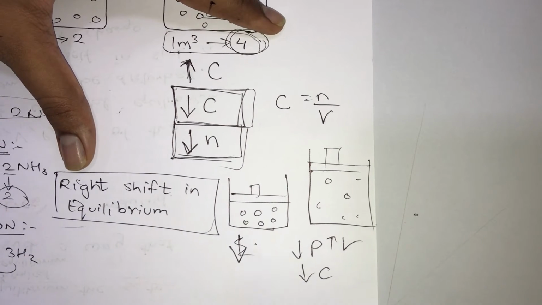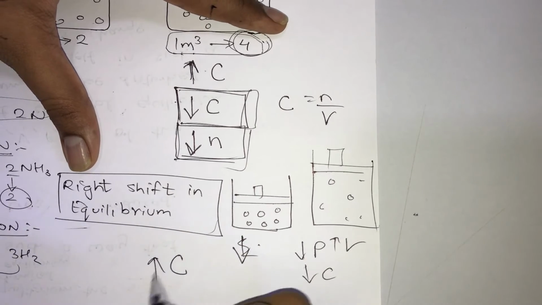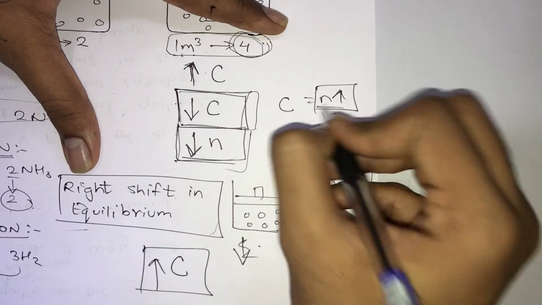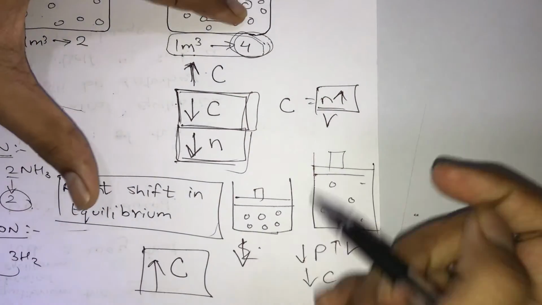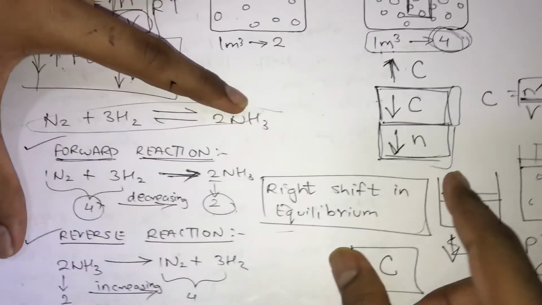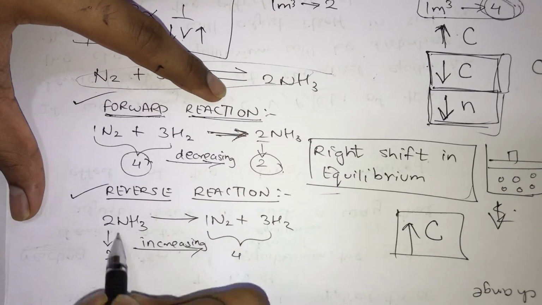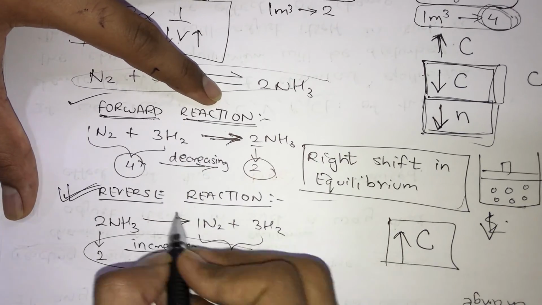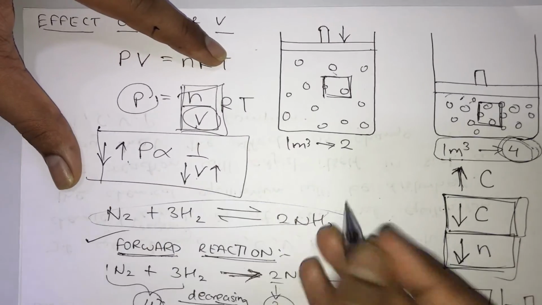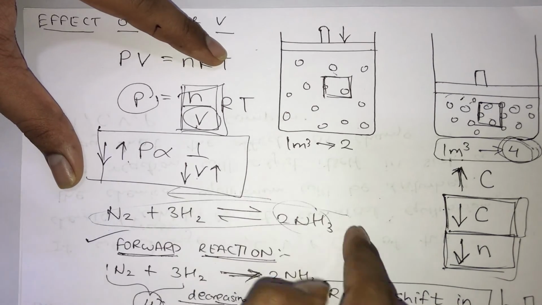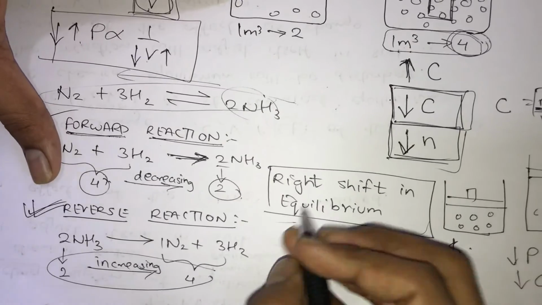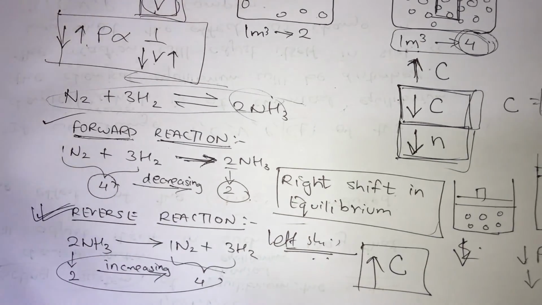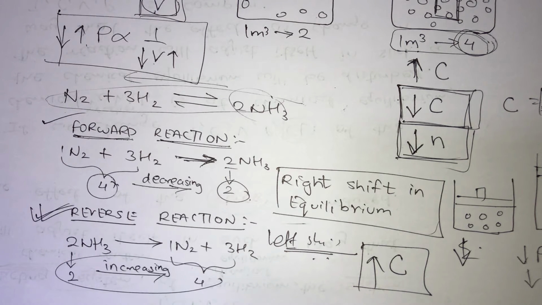And since they are loosely packed, the concentration is going to decrease. If the concentration is going to decrease, the reaction will try to increase the concentration. How can it increase the concentration? By increasing the number of moles. And the reaction that increases the number of moles is the reverse reaction, so the reverse reaction is going to dominate. The reverse reaction is from right to left, where the products turn into reactants. So we can say that there is a left shift in equilibrium. Okay, I hope, guys, you have understood this up till now.